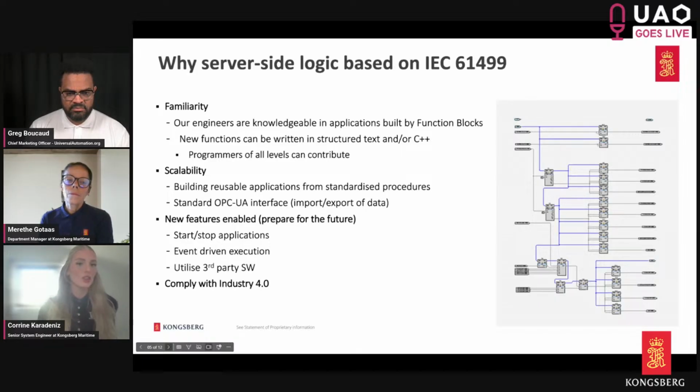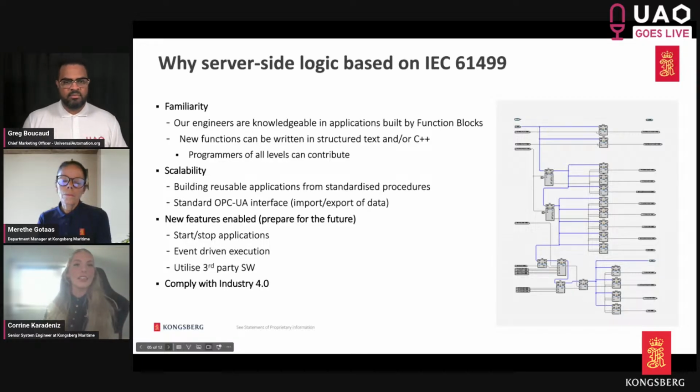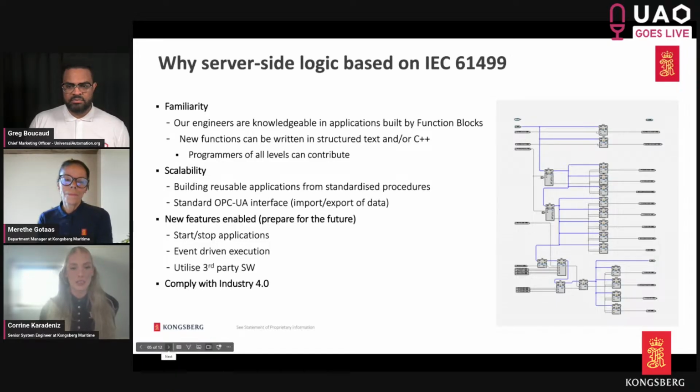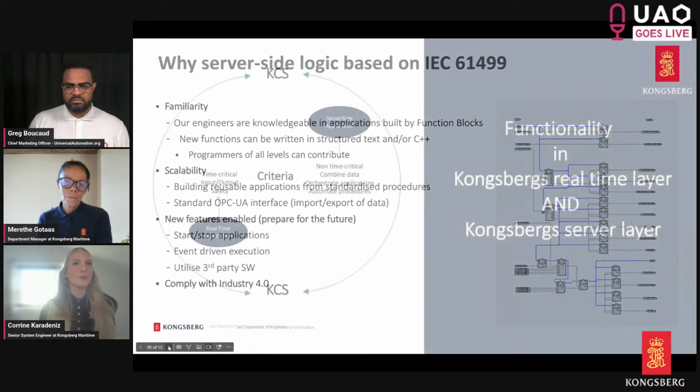It also gives us some new features enabled. We can start and stop applications. It's an event-driven execution, which means that we can control the load or the resources that are utilised, which we don't have the capability to do in the real time. And we're utilising some third-party software, which is EcoStructure. And that aligns with some of our Industry 4.0 goals. So that's just some input from our own experiences for anyone who might be considering utilising IEC 61499 and UAO.